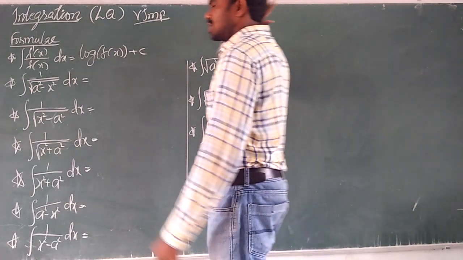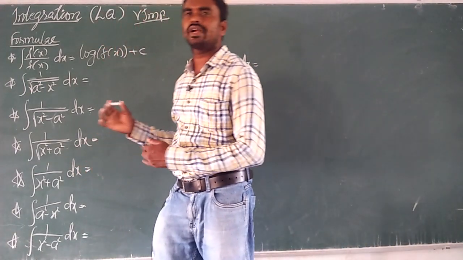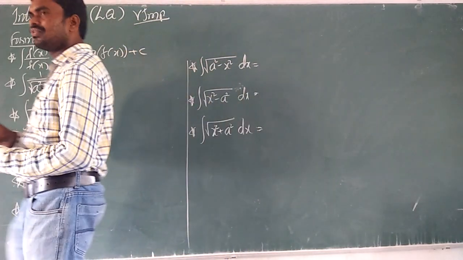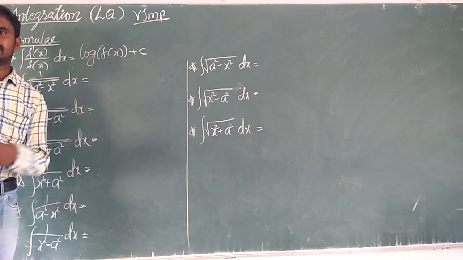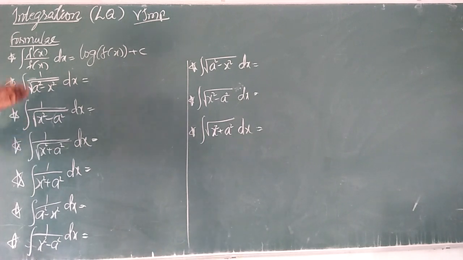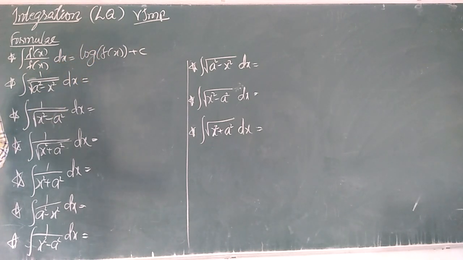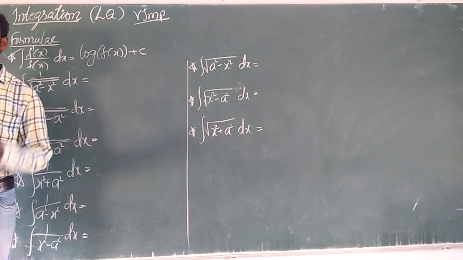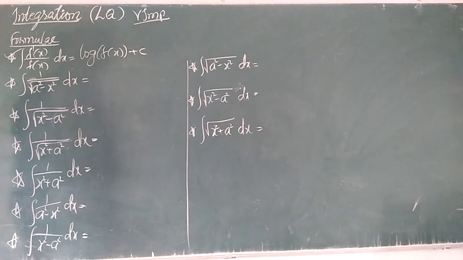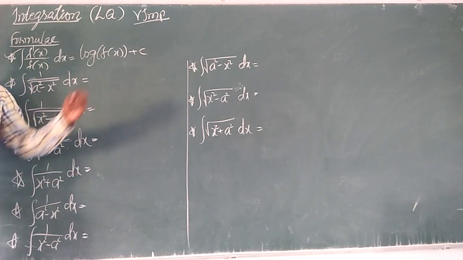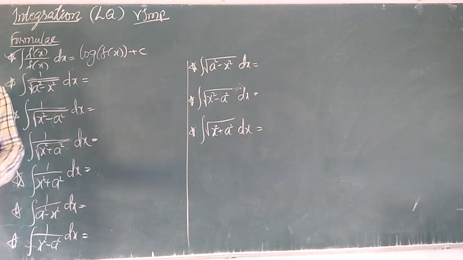Long questions. Some important formulas are repeated a few times in the 7 marks problems. The first one we already know: integration of f dash of x by f of x dx is equal to log of f of x plus c. Only by using this formula, the first 4 problems of 7 marks can be solved. Those are the most important. The remaining formulas can be used in the remaining 7 marks problems.